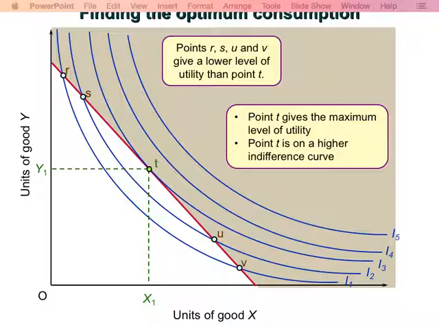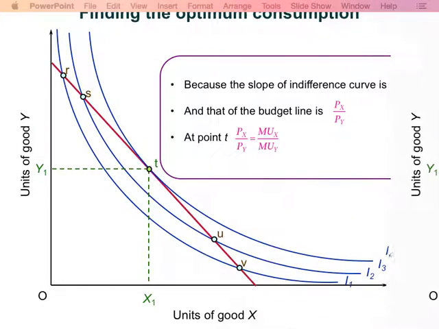Now, what is the slope of the indifference curve at this point? That's another question we want to answer. What is the slope at the optimal point? Well, we know that point T lies on the straight line, the budget constraint. What was the slope of the budget line? It was Px over Py.